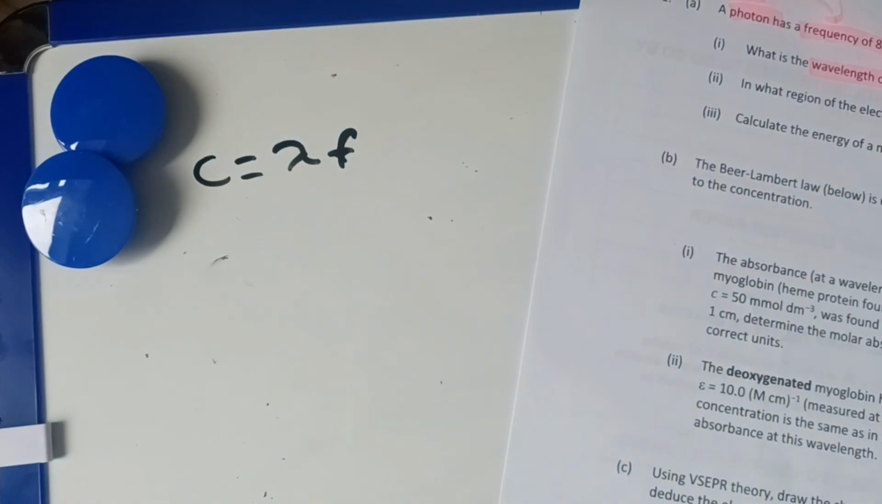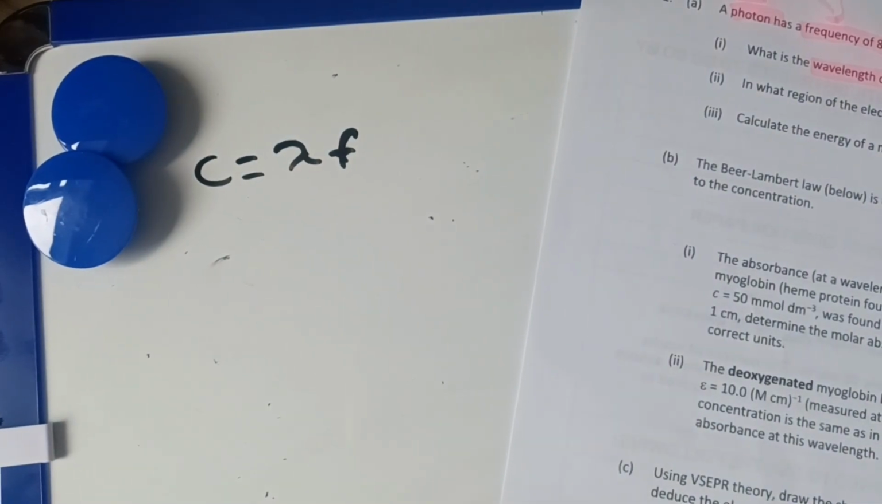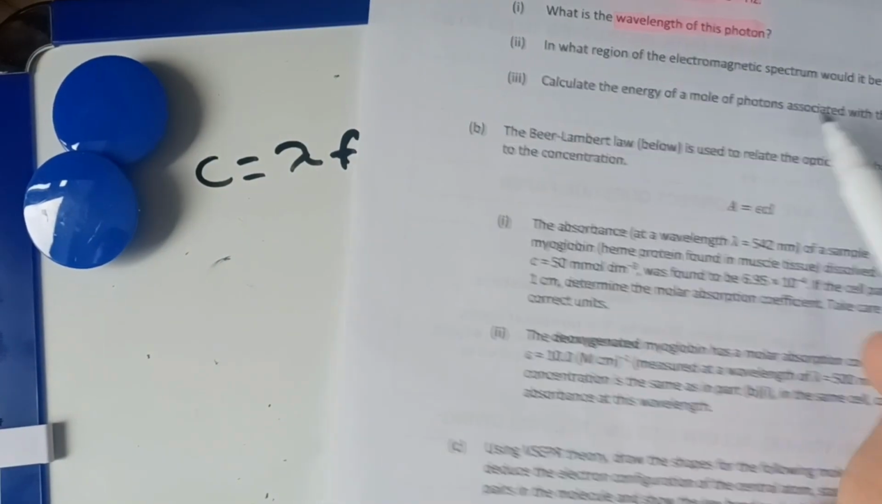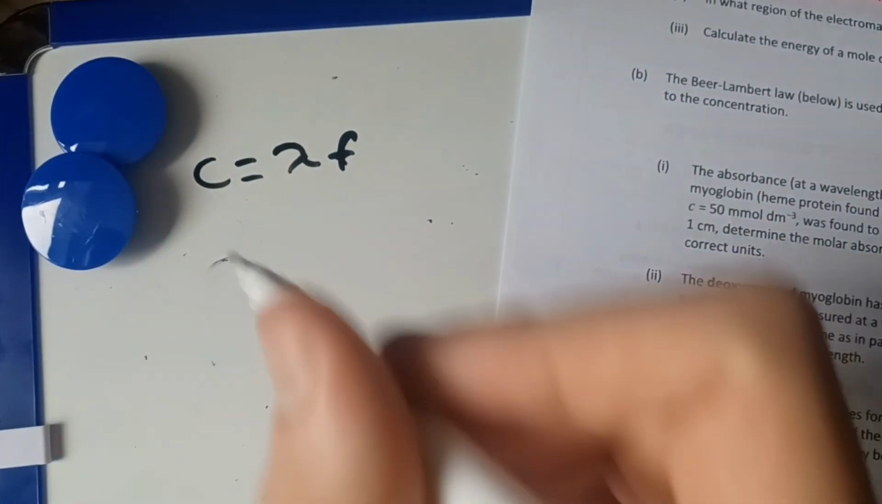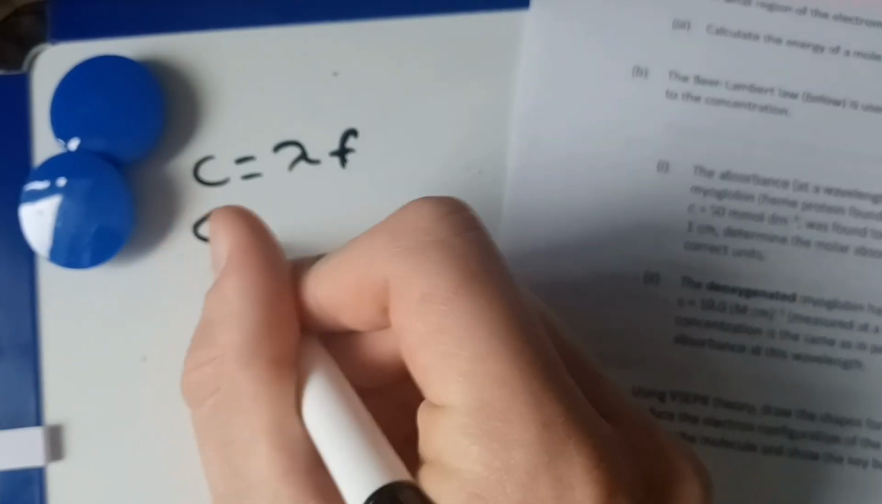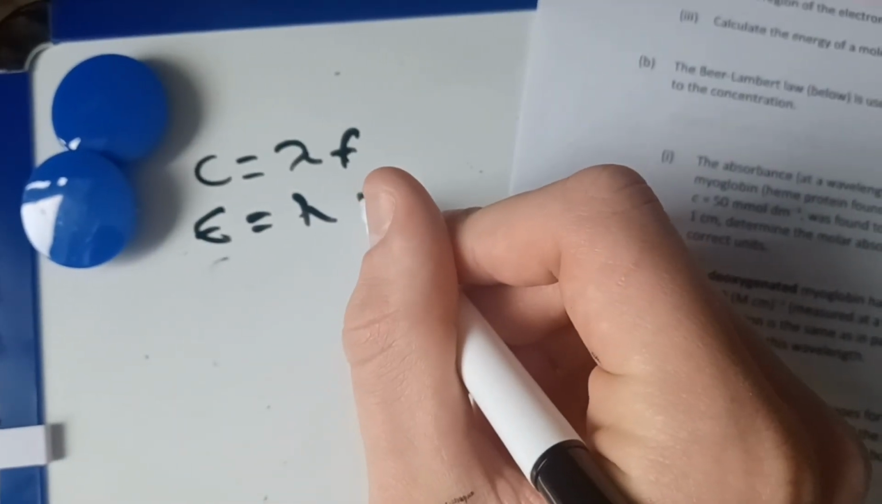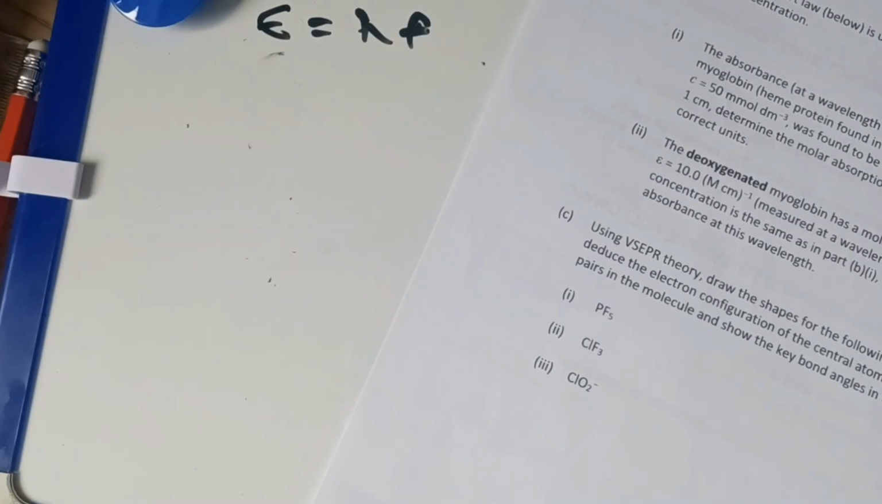C equals lambda times F would be really handy, because then it unlocks the second question, well, actually the third part of this question, the energy of a mole. So you need to know the energy equation, E equals H F.